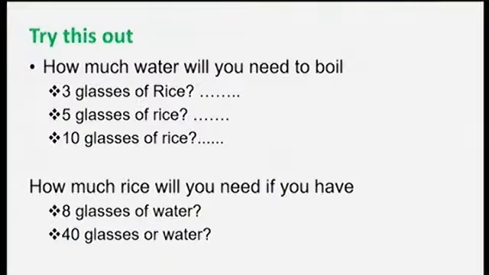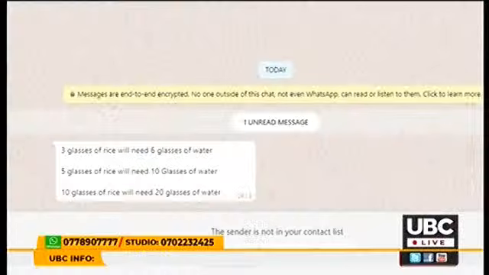Okay then, let's look at the next situation. Some WhatsApp messages. 3 glasses of rice will need 6 glasses of water. 5 glasses of rice will need 10 glasses of water. And 10 glasses of rice will need 20 glasses of water. Great! Thank you so much for that WhatsApp message, and it is the correct answer. Let's look at a situation now where we need the rice.